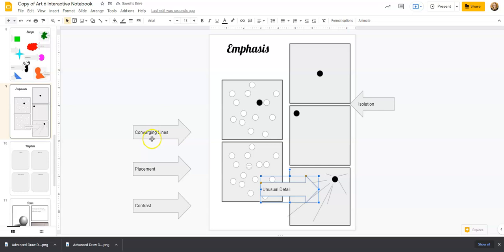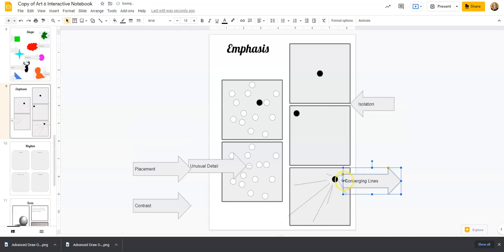Now, this one here says converging lines. Uh-oh. This is the only one that has lines. So it can't be unusual detail. This guy right here, he has to be unusual detail. Now this means this guy, make the arrow go the right way. That guy's converging lines. We have lines coming together at one point. Converging just means coming together. So this one over here, converging lines, comes together at a point. This one over here, unusual detail, one random little smiley face and a sea of blank stuff.